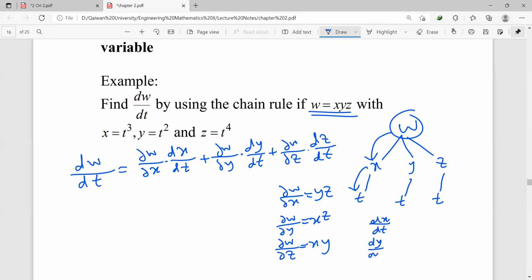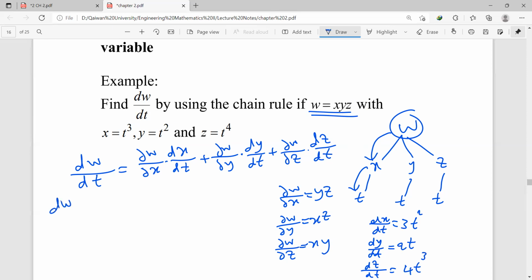dy by dt, dz by dt. Finding the derivative of x, y, and z with respect to t: 3t squared, 2t, 4t cubed. Now we replace this into the formula.